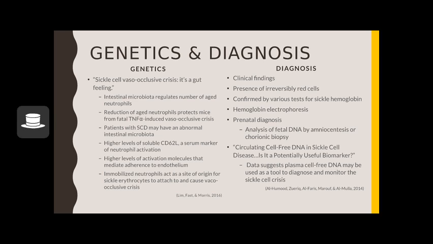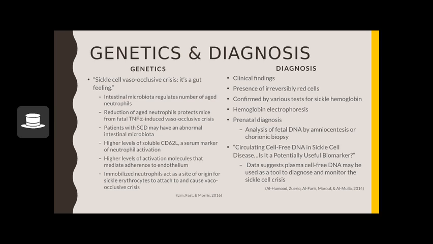In a mouse model study by researchers of vaso-occlusive crisis, instead of attaching to endothelium, sickle erythrocytes more commonly adhered to activated neutrophils. Sickle cell disease patients have higher levels of soluble CD62L, a serum marker of neutrophil activation. Neutrophils from sickle cell disease patients also express higher levels of activated molecules that mediate their adherence to endothelium. These immobilized neutrophils may act as a site of origin for sickle erythrocytes to attach and to cause vaso-occlusive crisis.